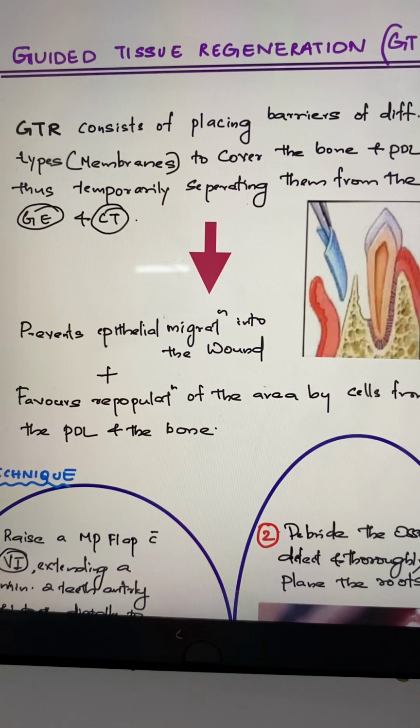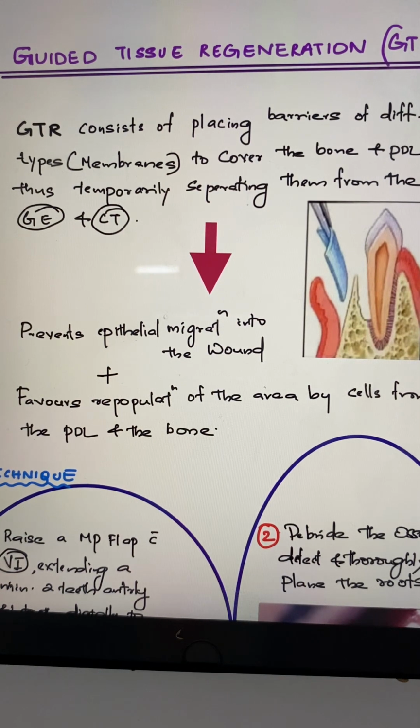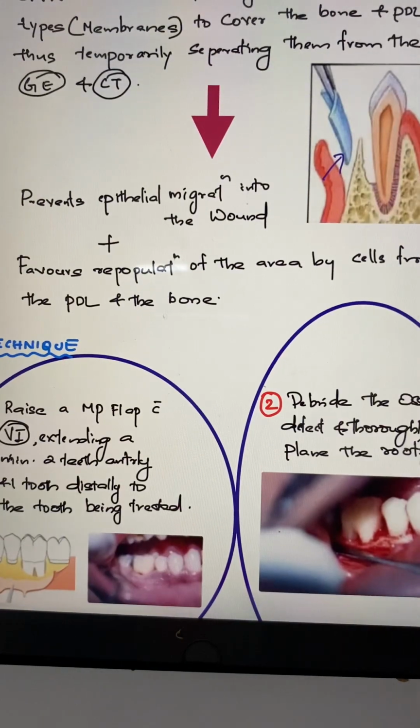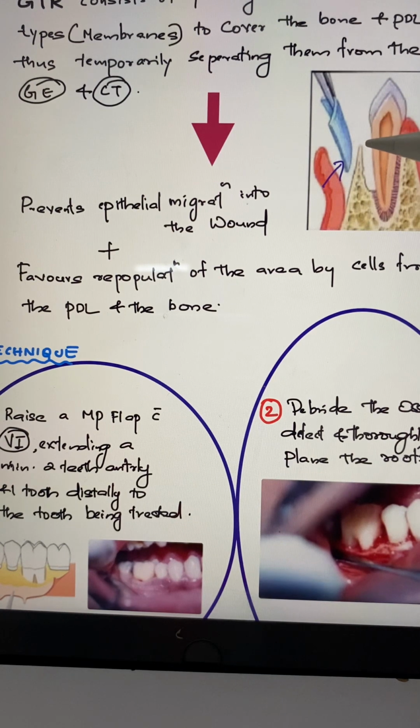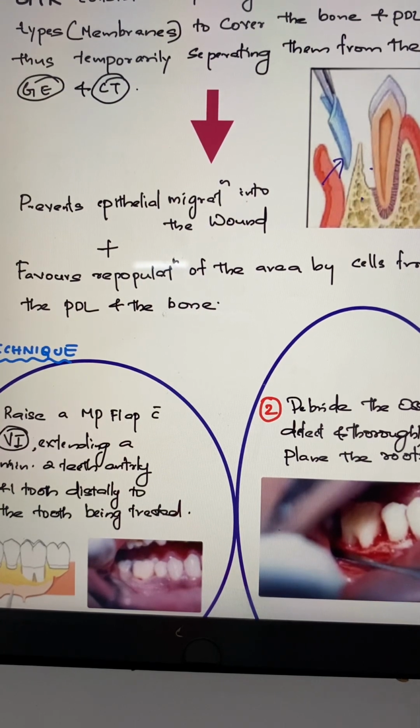In the last videos we discussed that the gingival epithelium and connective tissue should not come into the healing site. If they come, it can cause root resorption, and the healing can occur through the junctional epithelium. Our aim is regeneration, so we need to place this barrier, and this prevents epithelial cell migration into the wound, which favors the repopulation of the area by the cells from the PDL and also from the bone. So this is the major function of GTR.